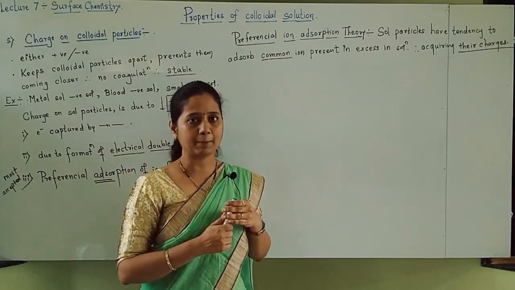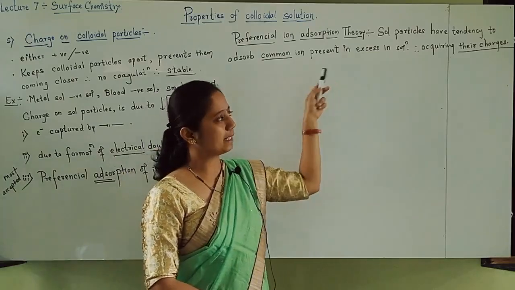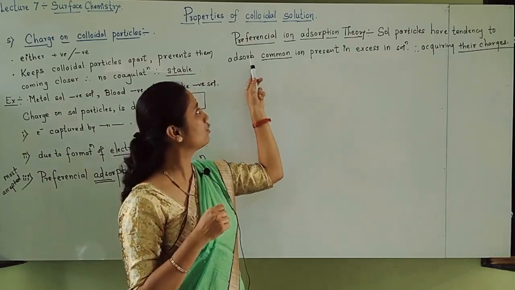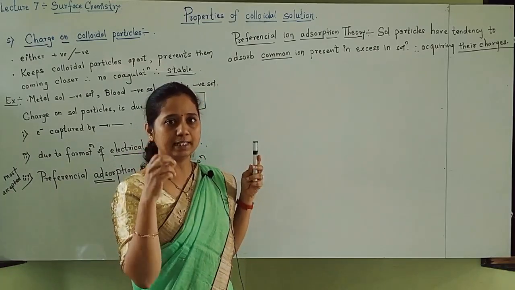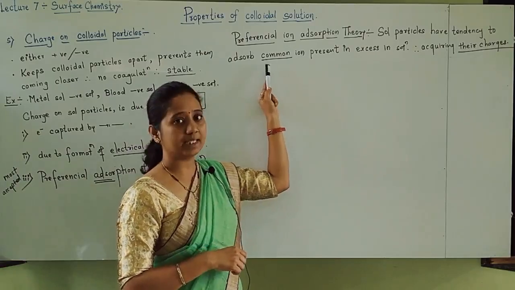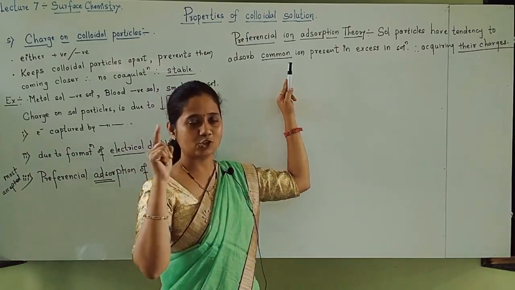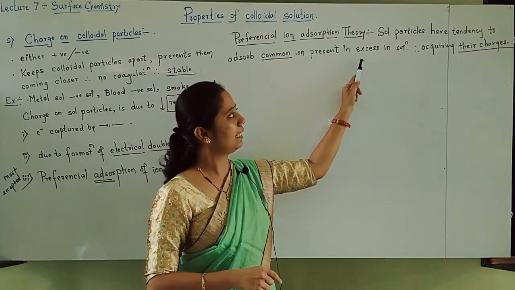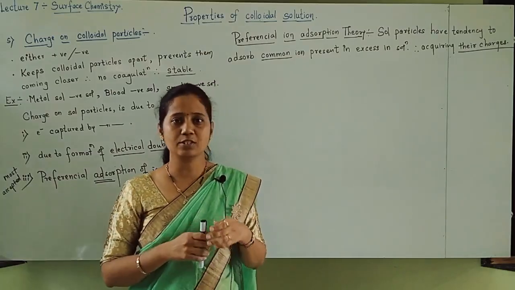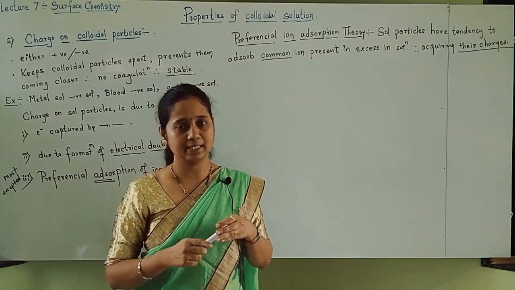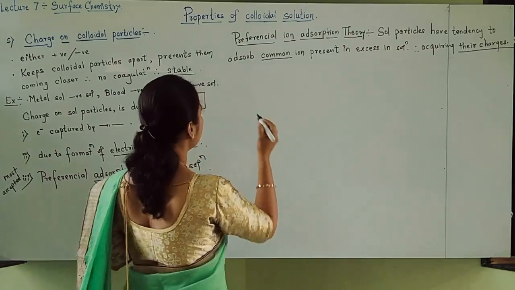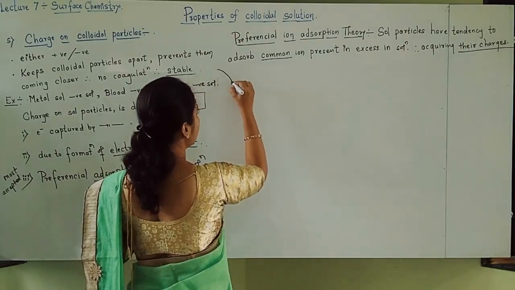According to this theory, what happens? Sol particles, colloidal particles, have a tendency to adsorb ions on them. But which ions? The common ion. It should be common and present in excess in the solution, and that gives the charge to the colloidal particles. Let us understand this by taking an example. Students, I will tell you two examples.